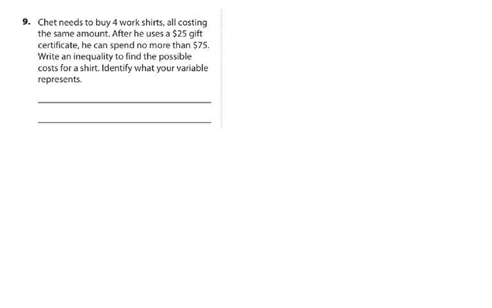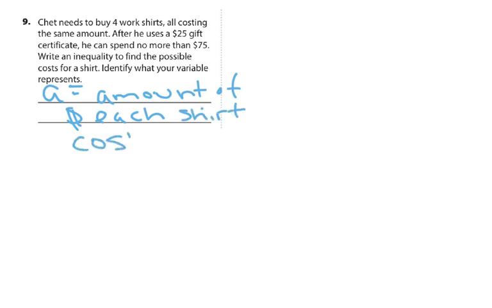What don't we know in this problem? Yeah, we don't know the amount. So A could mean the amount of money each shirt costs. Does that make sense? You could use a different variable, but make sure you define it. It should be defined as the amount of money each shirt costs, okay? That's what we don't know, and that's what we're seeking to find.